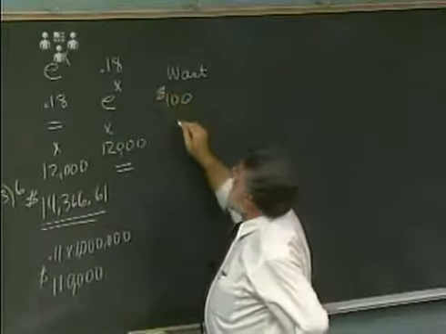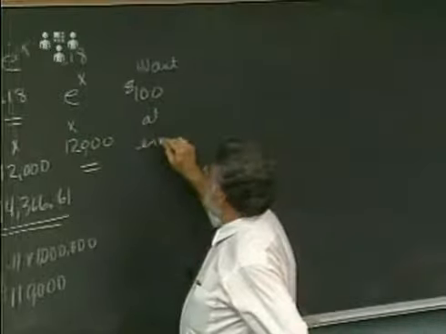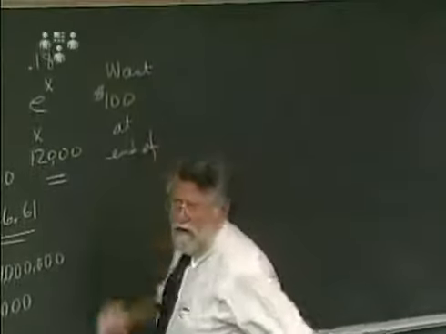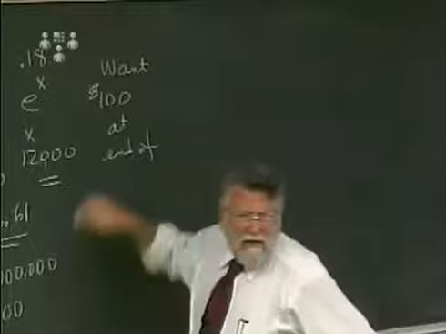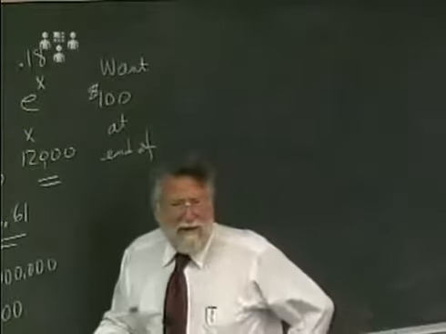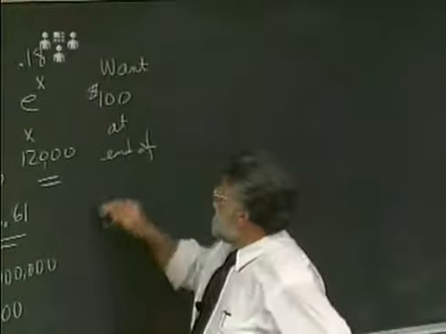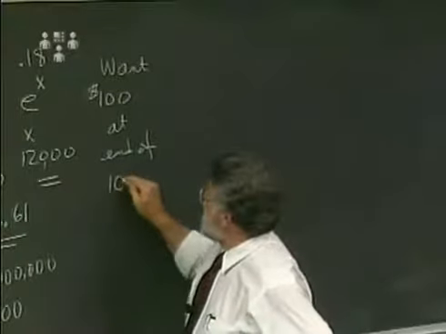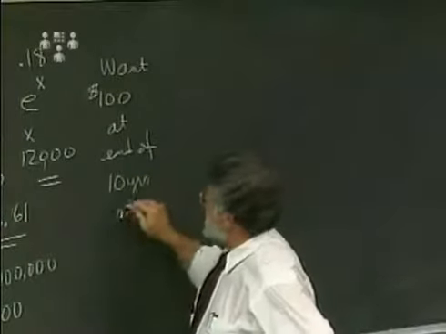So I want $100 at the end of 10 years at 10%. I've been doing too much work on a BlackBerry. Everything's column. You're coming down so I don't have to scroll.